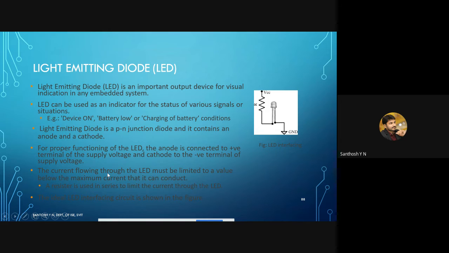The current flowing through the LED must be limited to a value below the maximum current that it can conduct. A resistor is used in series to limit the current through the LED. The LED that we are using is very sensitive, so if we try to pass a huge current, it may damage the LED. Therefore a stable current has to pass, and for that purpose we use the resistor, which is used to limit the flow of current. The ideal LED is shown in this particular diagram.